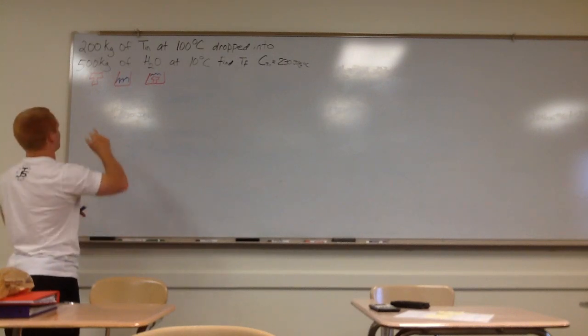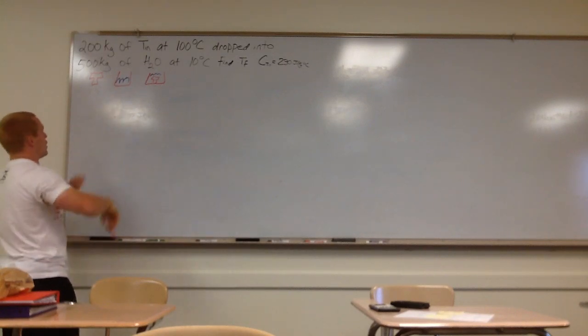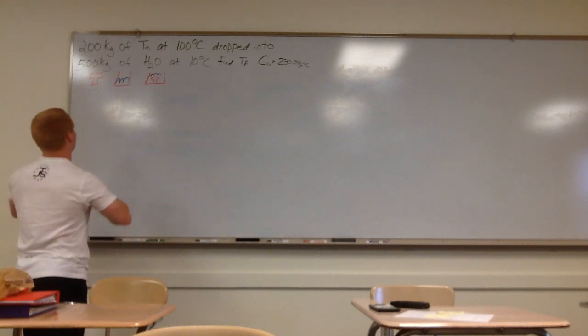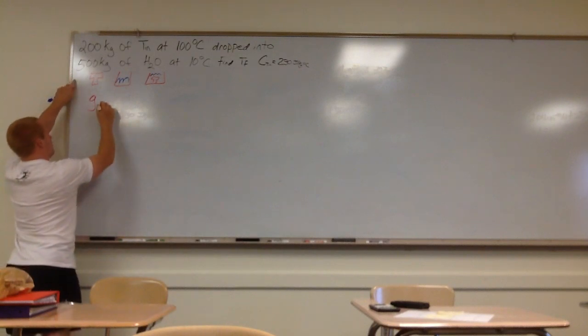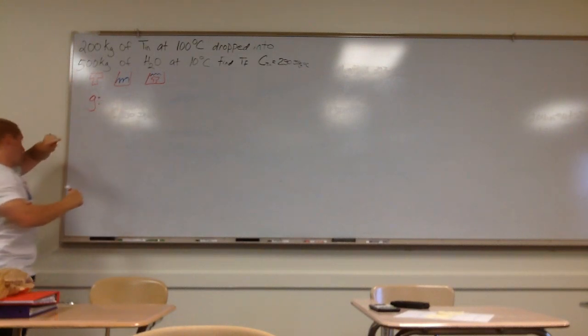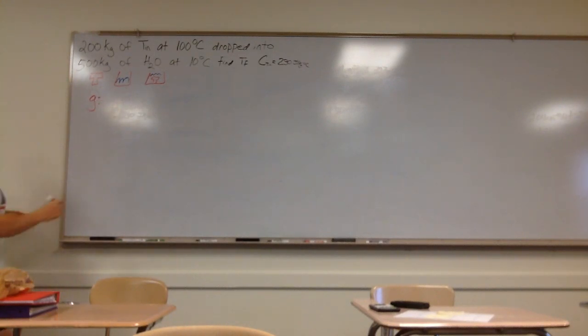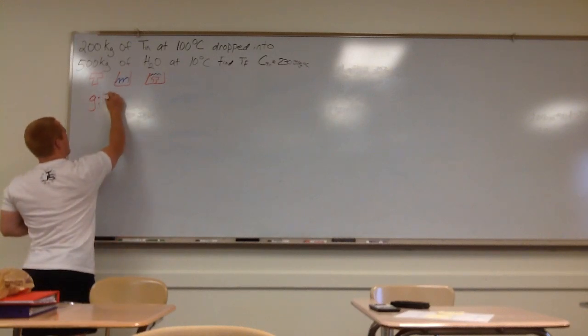So I'm actually going to, for tin, I'm going to do it in red. Water, I'm going to do it in blue. I'm going to write out our givens. So what I do is a little chart for this. I just think it makes it easier.